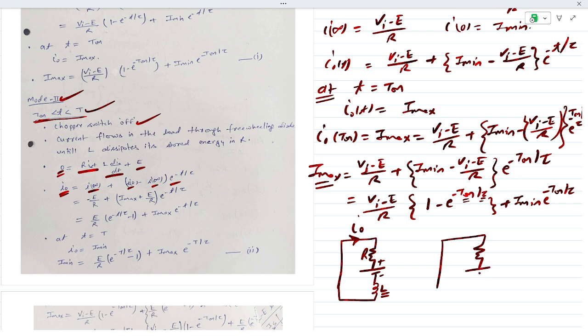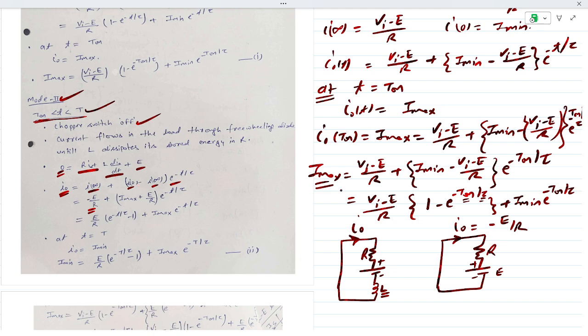The circuit will look like only this. So only this R is there and this E is there. Now no L is there because the role of L is over, no stored energy. Still we are focusing on this i naught. So this i naught, based on this plus sign, is definitely minus E upon R. That's why the i infinity is minus E upon R.